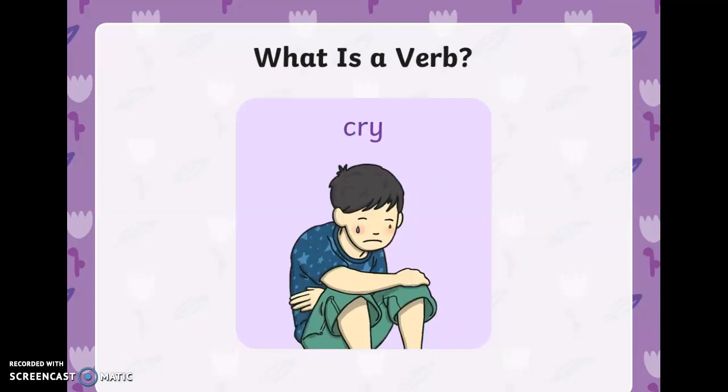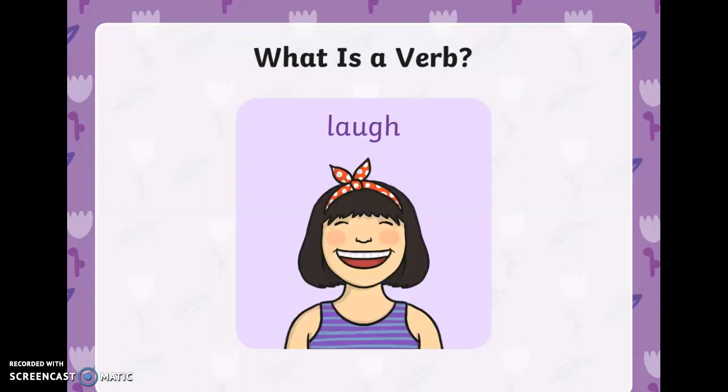What is a verb? Let's look at this boy. He's giving us a hint. Cry. He's crying. What is a verb? What is she doing? She's laughing.